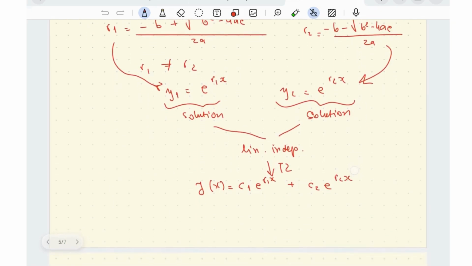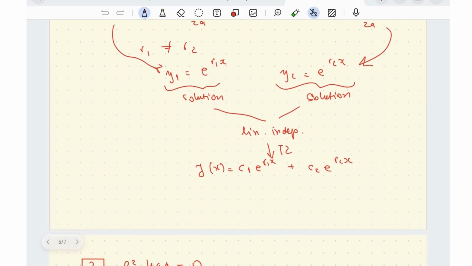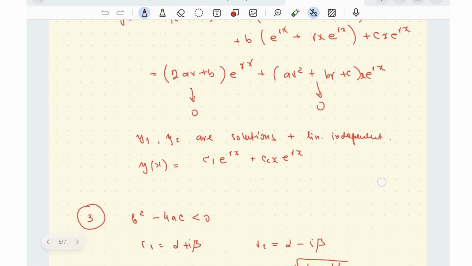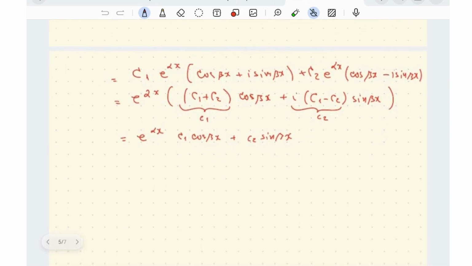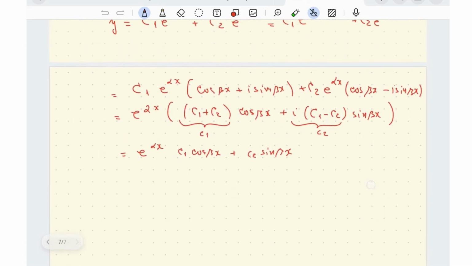Okay, so this is the more theoretical part, and in the next video we are going to see how to solve a non-homogeneous linear equation of the second order with constant coefficients.